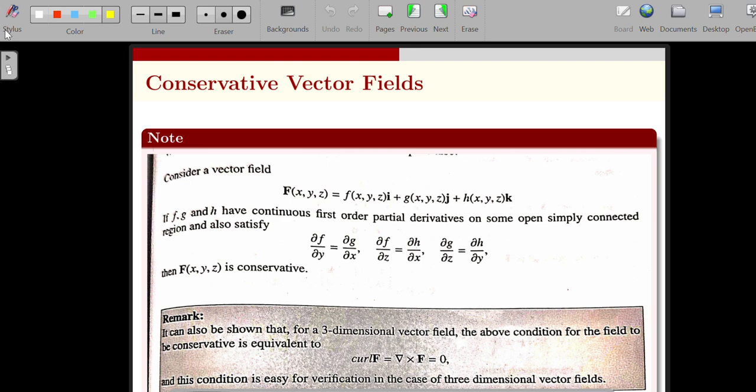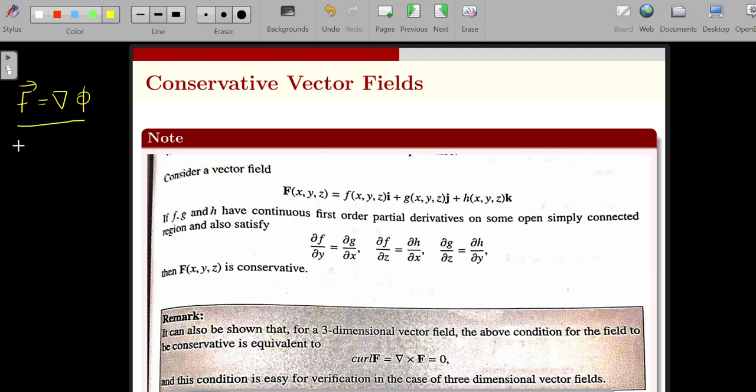We said that a field F is said to be conservative if F can be represented as F equal to the gradient of some scalar function phi. If the vector field F can be represented as the gradient of a scalar function, then F is conservative.